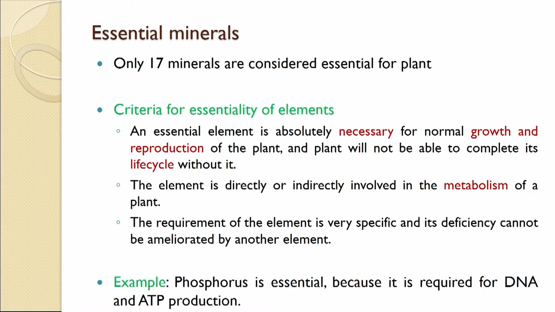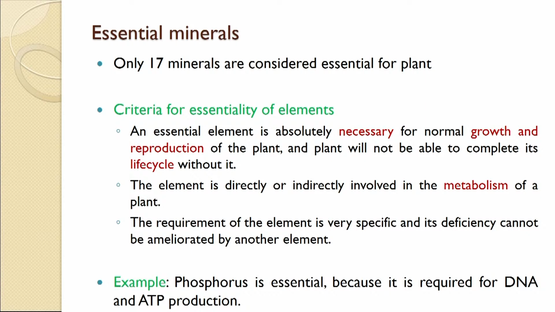As you have heard many times, the term essential mineral comes up. So what is an essential mineral, and what are the criteria on which we can tell that these nutrients are essential and these are non-essential? So far, 17 minerals have been considered essential for plants. Here there are criteria of essentiality given by Arnon and Stout in the year 1939. They gave three approaches for determining the criteria of essentiality.